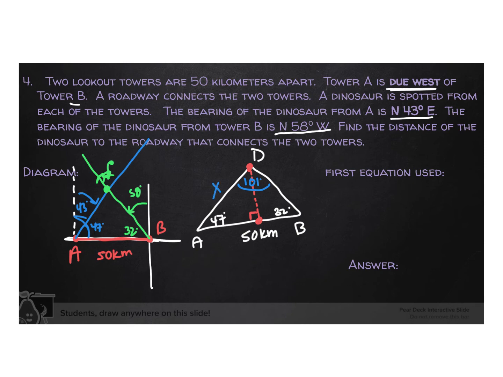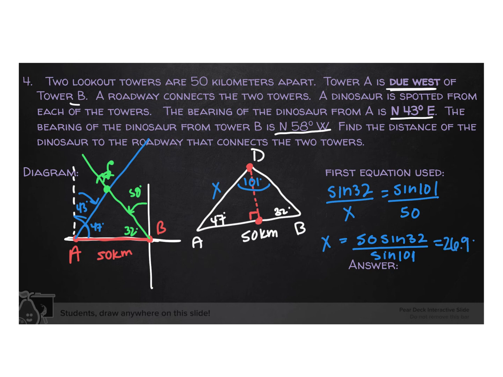So we're ignoring the red altitude right now. We're just looking at the white triangle. And we're going to do sine of 32 over x is equal to sine of 101 over 50. Cross multiply and solve for x. We get 50 sine of 32 over sine of 101, which gives us that x is 26.99 kilometers. So this is 26.99 kilometers.